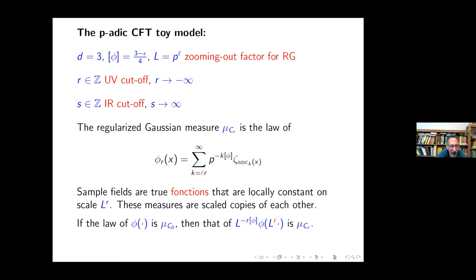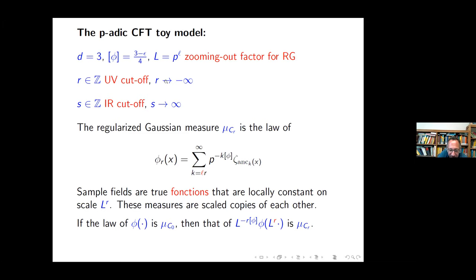Okay, now let's be a bit more concrete. So really I'm mostly interested in d equals three. The particular value of the parameter that I like to take is 3 - ε/4. I'm going to pick a certain power of P, that's essentially for renormalization group analysis. I'm going to go between scales by P to the L each time instead of just P, so making big jumps. I introduce also two quantities, R and S, which will serve as cutoffs.